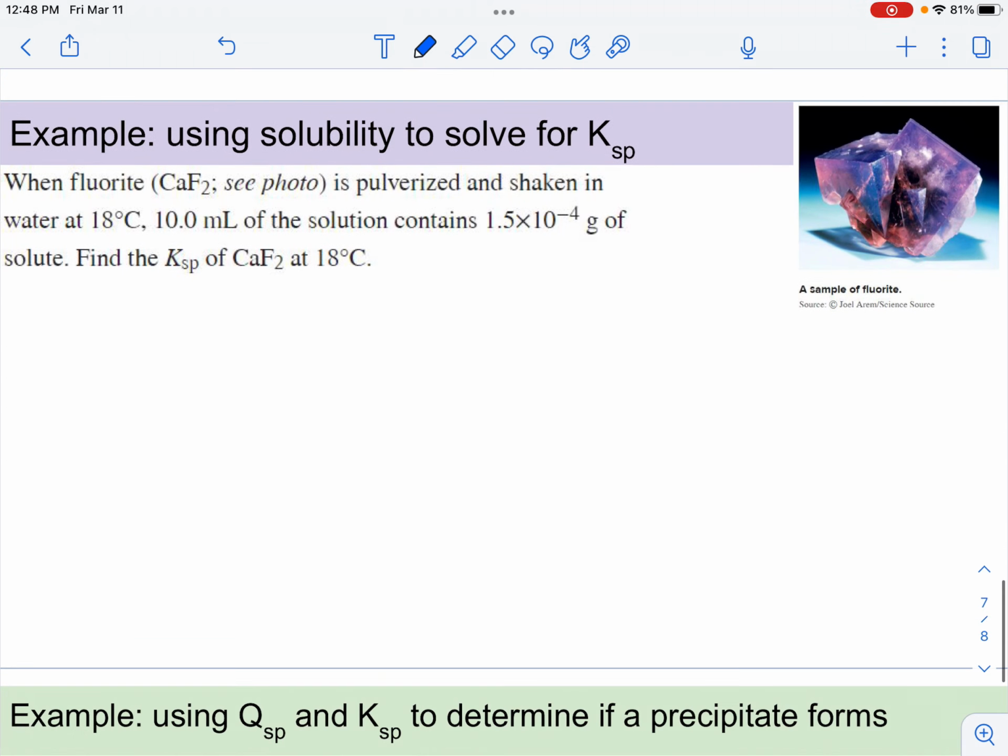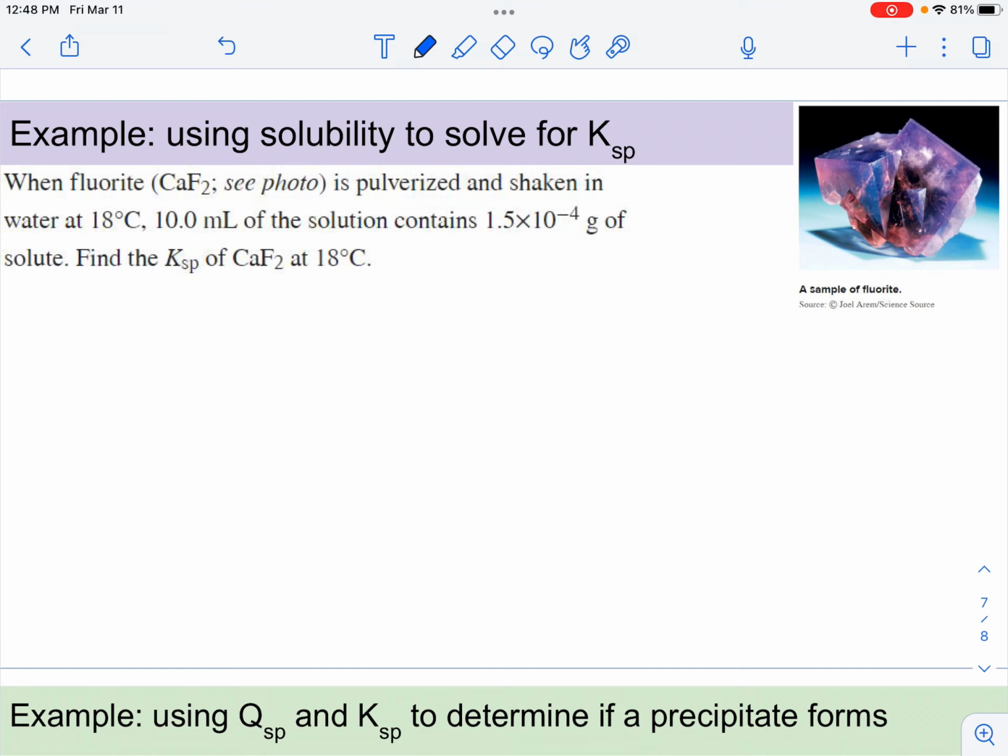Okay, so let's do another one. This is going to go the other way. In this one, we're going to use solubility to solve for KSP. This is the other option. Either you're given solubility and you're solving for KSP, or you're given KSP and you're solving for solubility. So in this case, I'm going to do the same exact things as I did before.